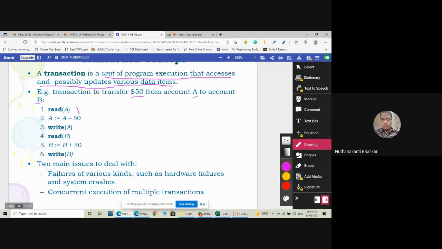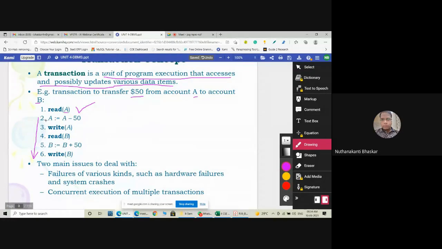First of all, the first instruction is read A. It means the machine is going to read A. Why is it reading A? If A wants to transfer $50 to B, first of all it checks whether A has $50 or not. If A has $50, it can be transferred. If A does not have $50, if it is less than $50, then there is no need to go for further actions. Understand? So first you must read A, meaning how much amount is saved.